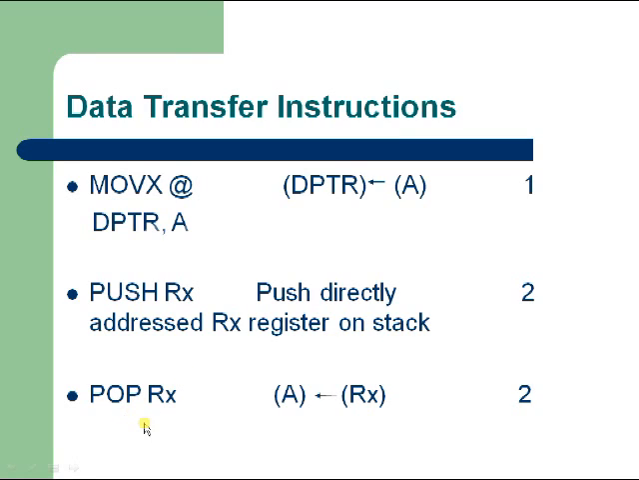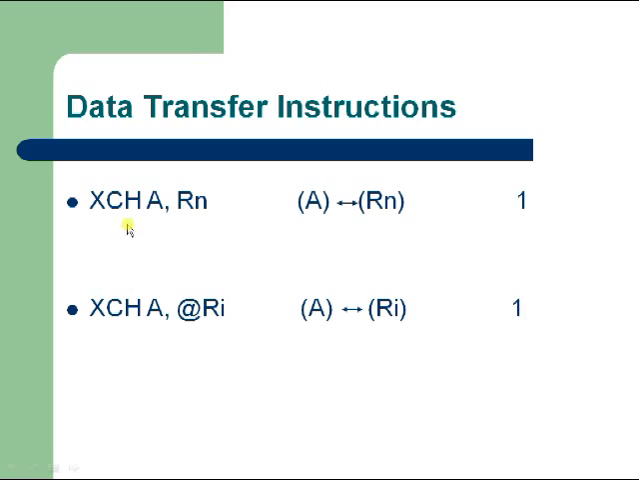Now POP Rx is nothing but the top of stack is popped and stored inside the Rx register. Now XCH A, Rn is going to exchange the contents between A and Rn, which is nothing but swapping. Okay, and XCH A, @Ri is going to exchange the contents between A and the value at Ri.